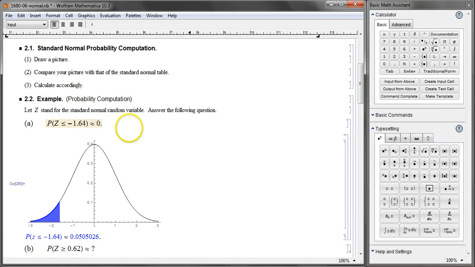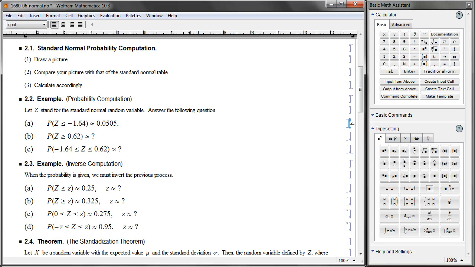And that's what you get from the normal table. Now compare that with a little bit more accurate figure given by the Mathematica computation. They're pretty much the same. Great. Now let's go to the next problem.